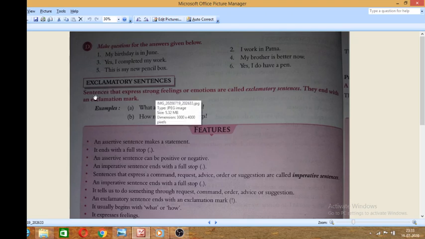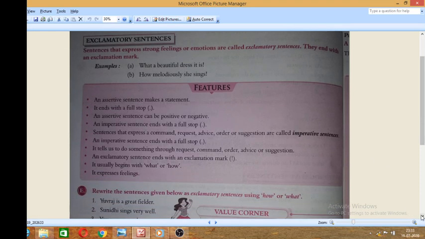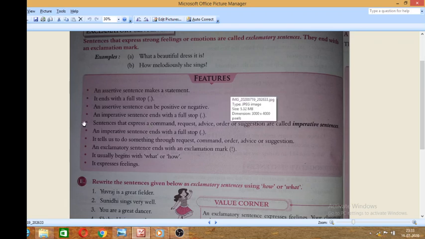Now, exclamatory sentences. Sentences that express a strong feeling or emotion are called exclamatory sentences. They end with an exclamation mark. What a beautiful phrase it is! How melodiously she sings! Exclamatory expresses a sudden or strong feeling or emotion. Okay, there are some features, you have to just read it.